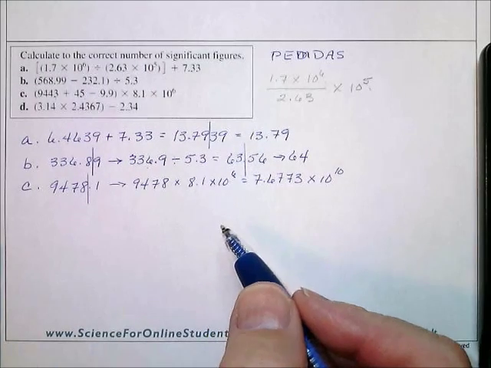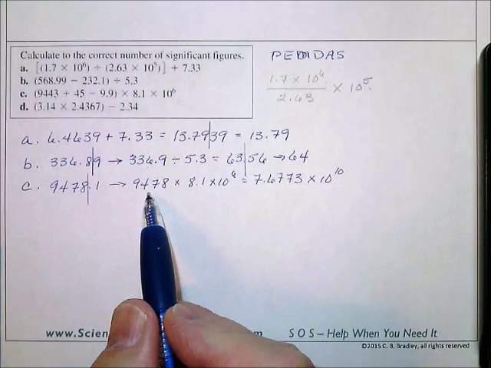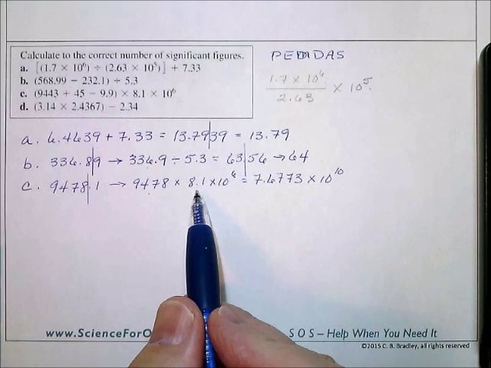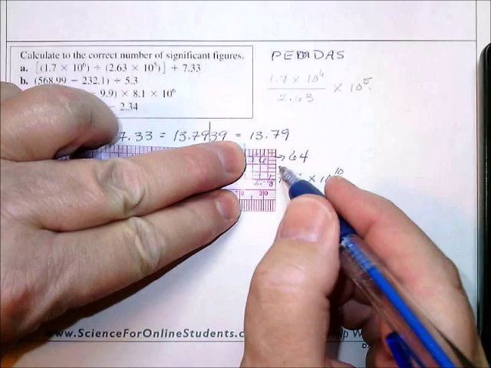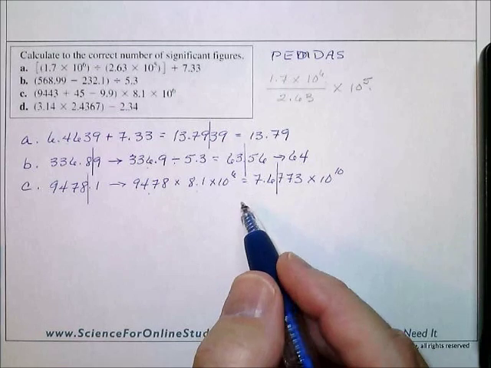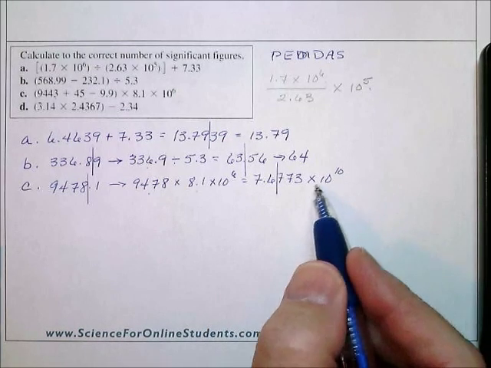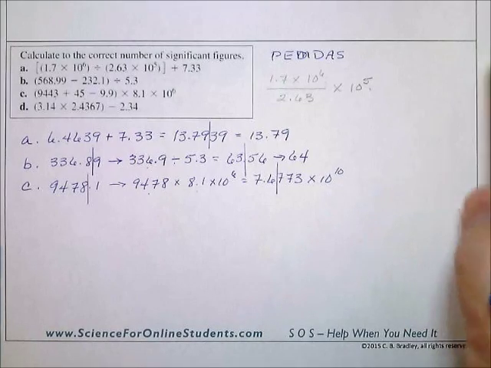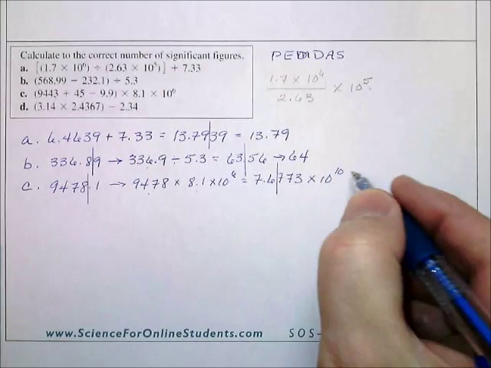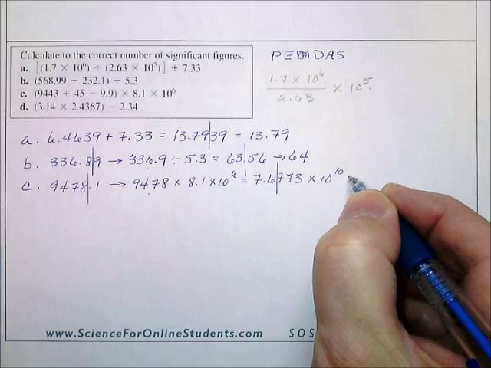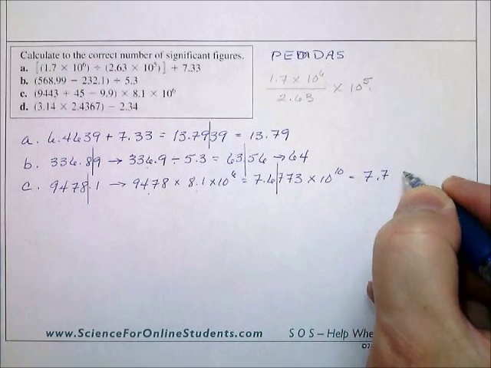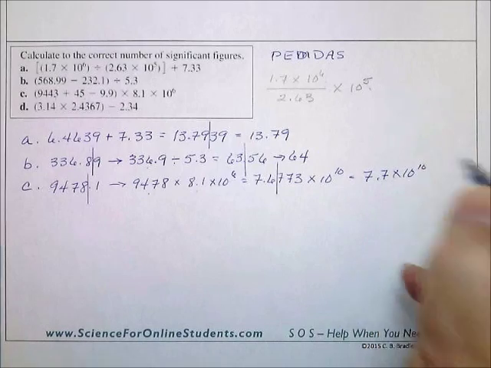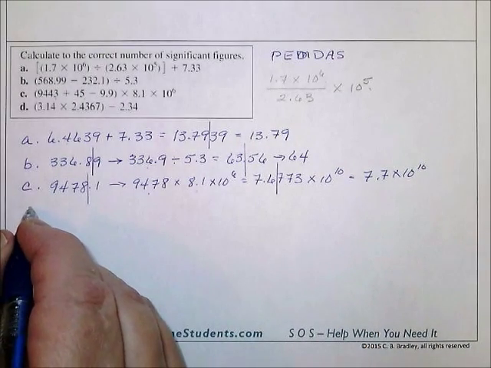And where do we round? Four significant figures multiplied by two significant figures, we will round here, and it doesn't matter what this is. This is not part of the significant figures. 7.7 times 10 to the 10th. D.